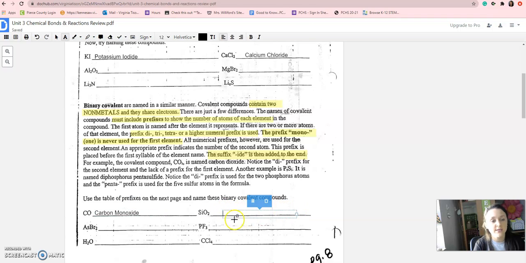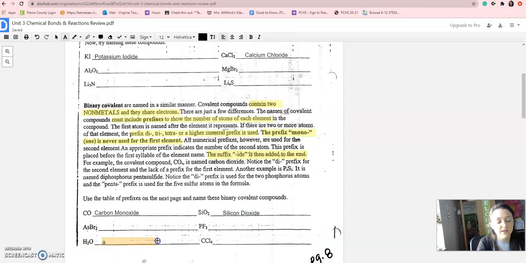All right, so what about this one? This one has one silicon. We can't put mono in the first spot, so I'm just going to write silicon. And then we have 2 oxygens. The prefix for 2 is di. So I'm going to write dioxide.